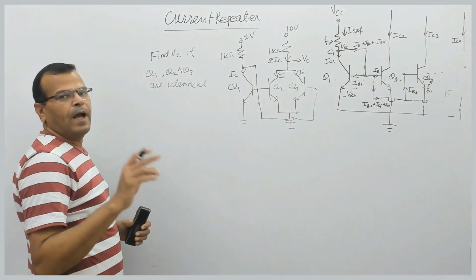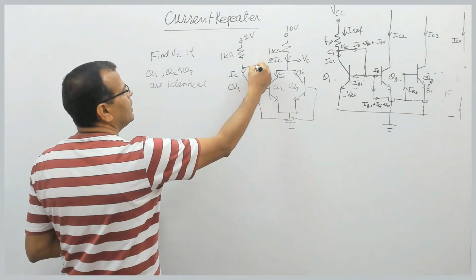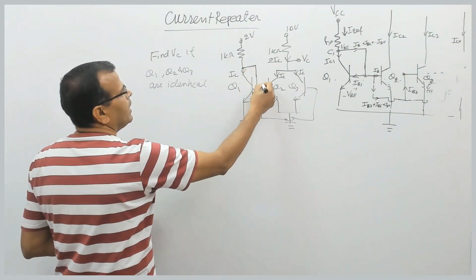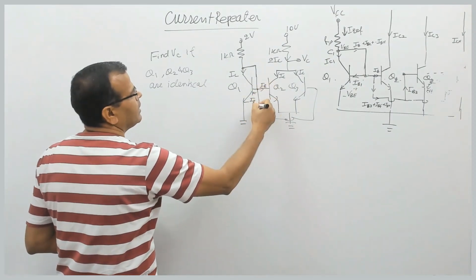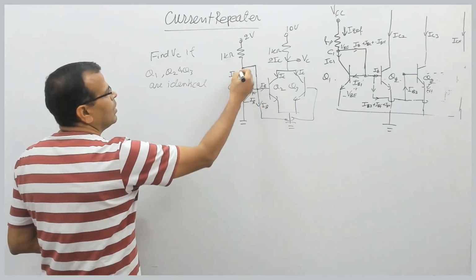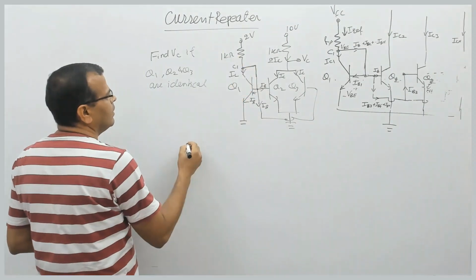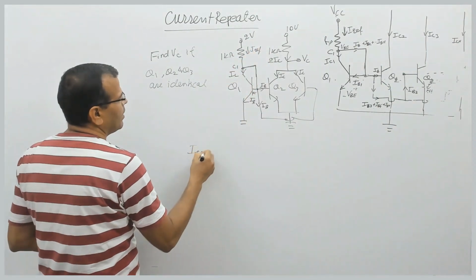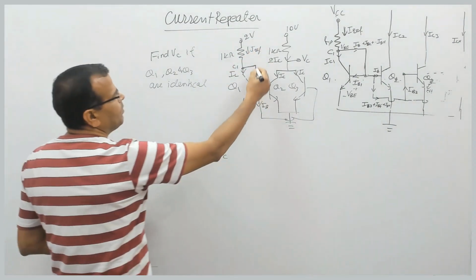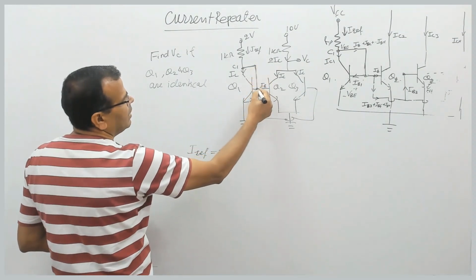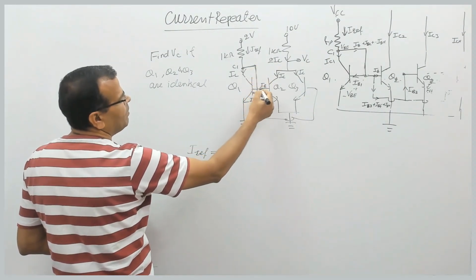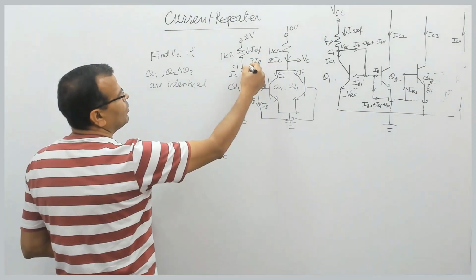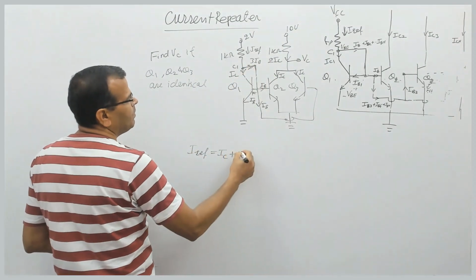Fine. And let us see what the current is here. This side it is IB, this side it is IB, and this side it is IB. So if you apply KCL at this node C1, this is IREF. So IREF will be equal to what? IREF will be IC plus the current on this side. We have IB this side, IB this side, and IB this side, so this is 3IB. So IREF will be equal to this current plus this current, so IC plus 3IB.